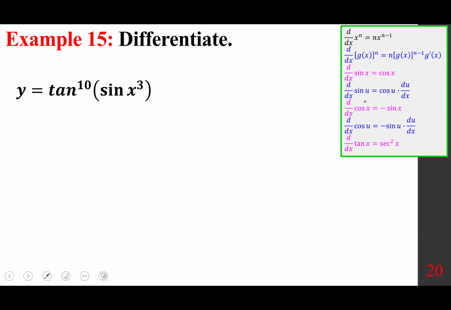Y equals tan to the power of 10 sine of x cubed. And just to make sure we know what we are dealing with, I'm going to rewrite this as tan of sine of x cubed to the power of 10. So first, I want everybody to see what we are dealing with.